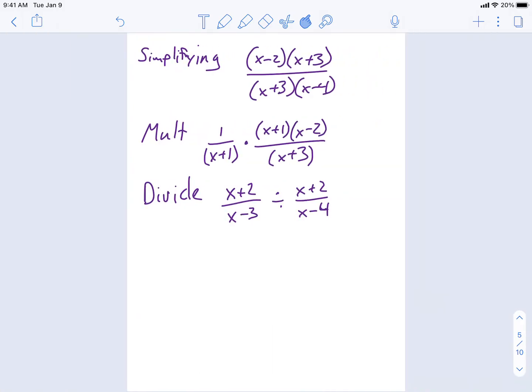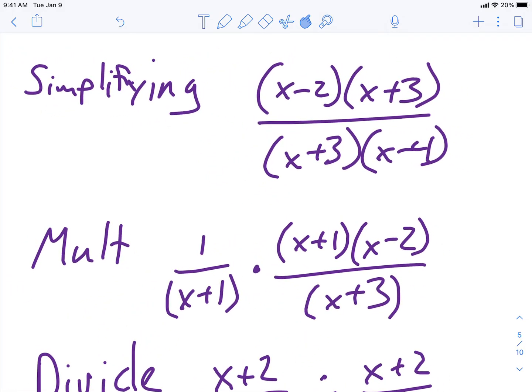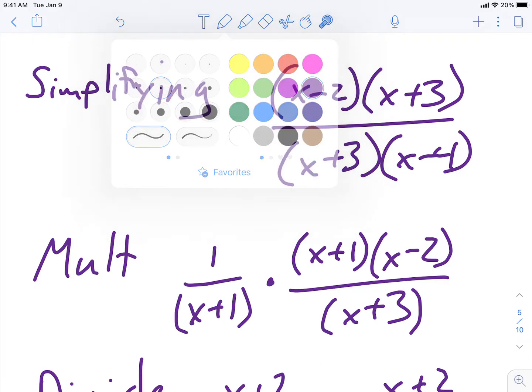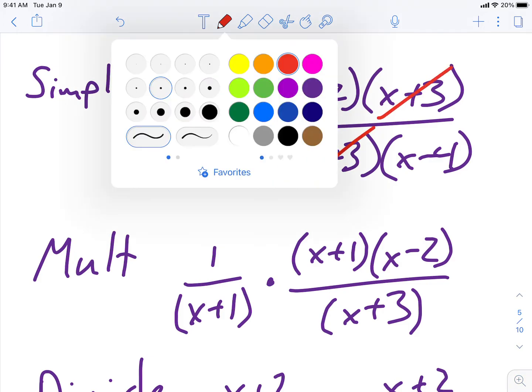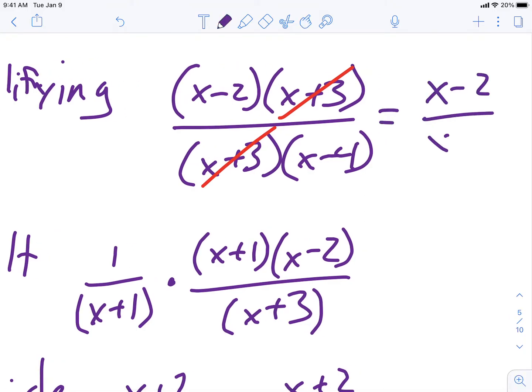All right, let's see, as far as simplifying goes and some of our basic operations. So simplifying, you may get the factored form of something. You may also have to actually like factor it out to simplify it. But ultimately you would get something like this, where in its factored form you've got some stuff that matches on the top and the bottom. And when that happens in a fraction, of course that cancels out. And so we would just cancel those out, and we would say that that would be equal to just x minus 2 over x minus 4.